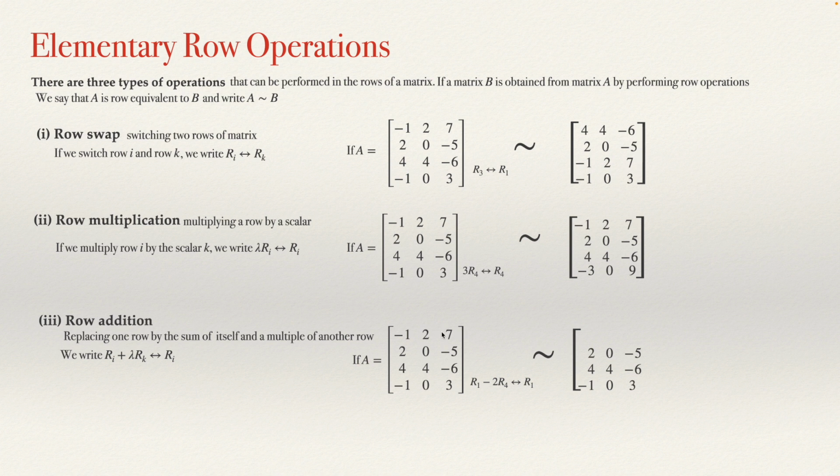And this will be 7 minus 2 times 3. So 7 minus 6, which is 1. So the first row will be 1, 2, 1, and close the bracket. So this will be the new row. We have changed the first row, that was minus 1, 2, 7, by a new row that was the first one plus minus 2 times R4.